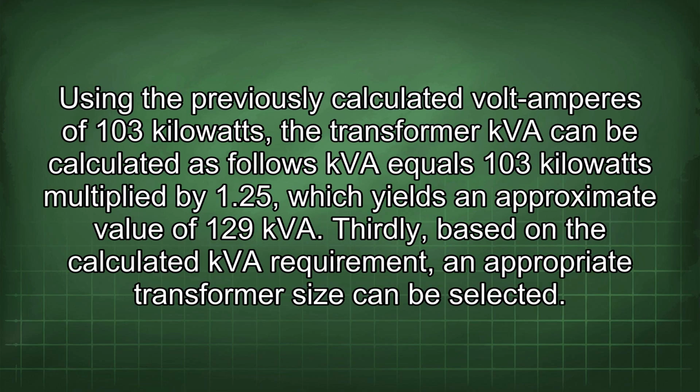Using the previously calculated volt-amperes of 103 kilowatts, the transformer kVA can be calculated as follows: kVA equals 103 kilowatts multiplied by 1.25, which yields an approximate value of 129 kVA.